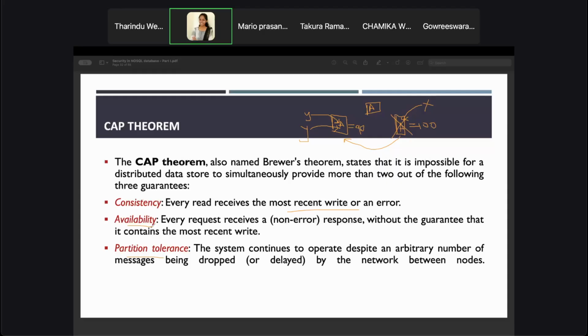So you can have consistency and availability, and partition tolerance would not be there. Or else you can have partition tolerance and availability, and consistency would not be there. Likewise, based on the requirement, you can provide only two out of these three attributes. That's how most distributed systems usually work.